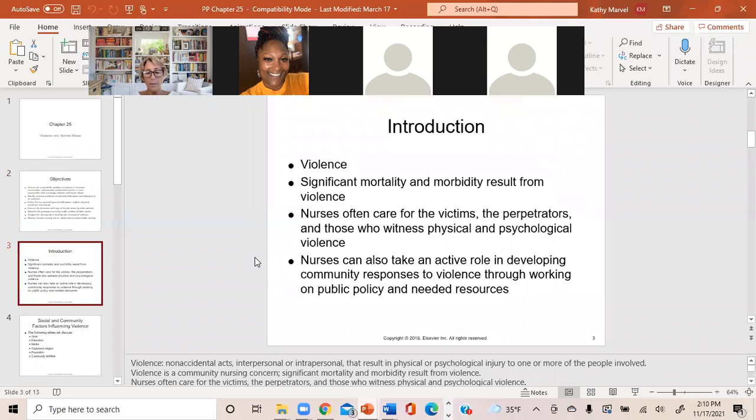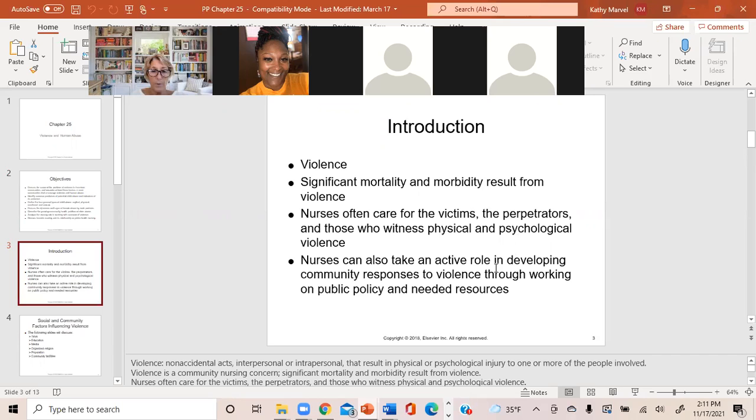Okay, violence. This is what the chapter is. We know that violence significantly affects mortality and morbidity, right? That's a given. That's a fact. And we know as nurses, we're not just caring for the victims. Oftentimes we're caring for the perpetrators and those who witness the physical and psychological violence, right?